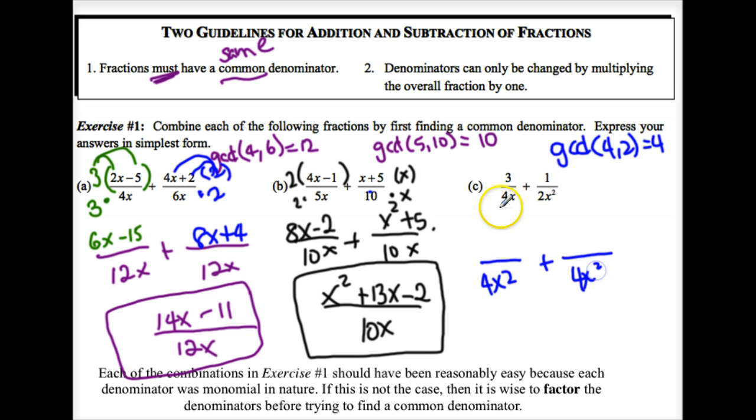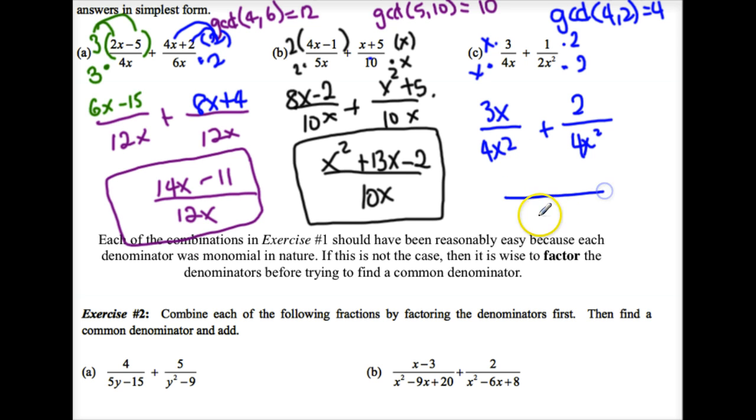Now I ask myself, how do I get from 4x to 4x squared? I need to multiply this by x. So the top becomes 3x. And then how do I get from 2x squared to 4x squared? I multiply it by 2. Then once they have a common denominator, I can combine like terms. In this case, there are none. So this becomes 3x plus 2 over 4x squared as my final answer.